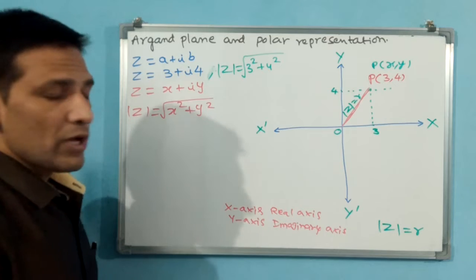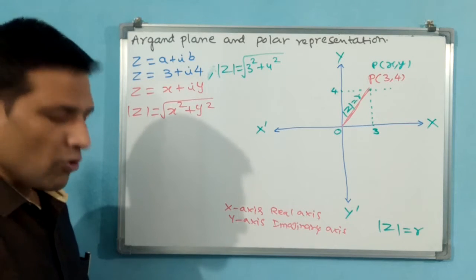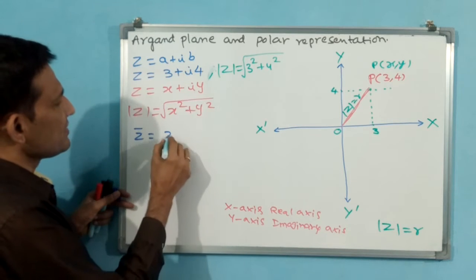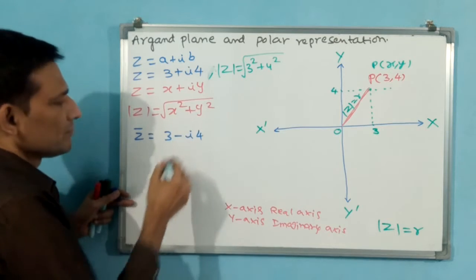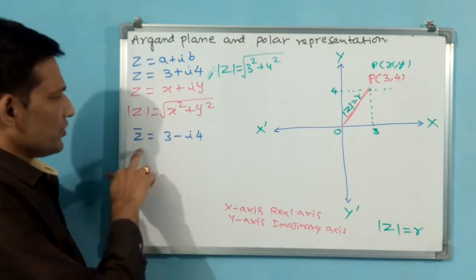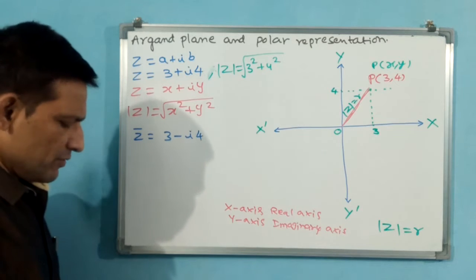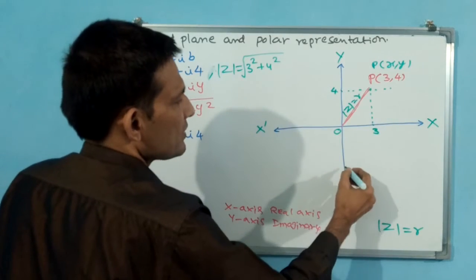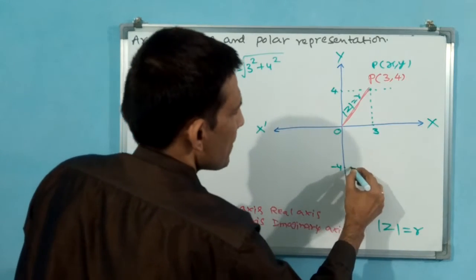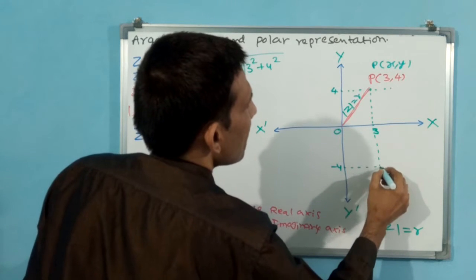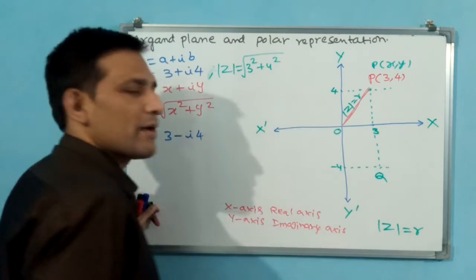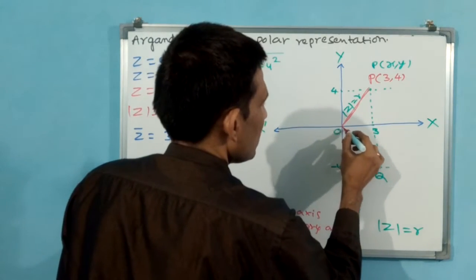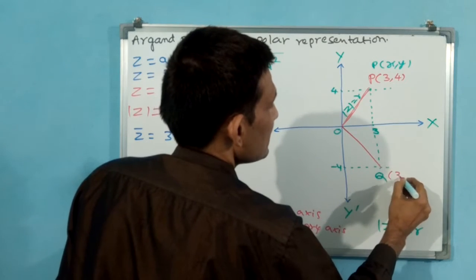Now we also know the conjugate. This is z. What about z bar, the conjugate? Conjugate is 3 minus i4. Shall we put this also in the Argand plane? Yes, definitely we can. You see how I am plotting. This is 4, this is minus 4. Say this is Q I am taking. That is P, this is Q. Q is 3, minus 4.